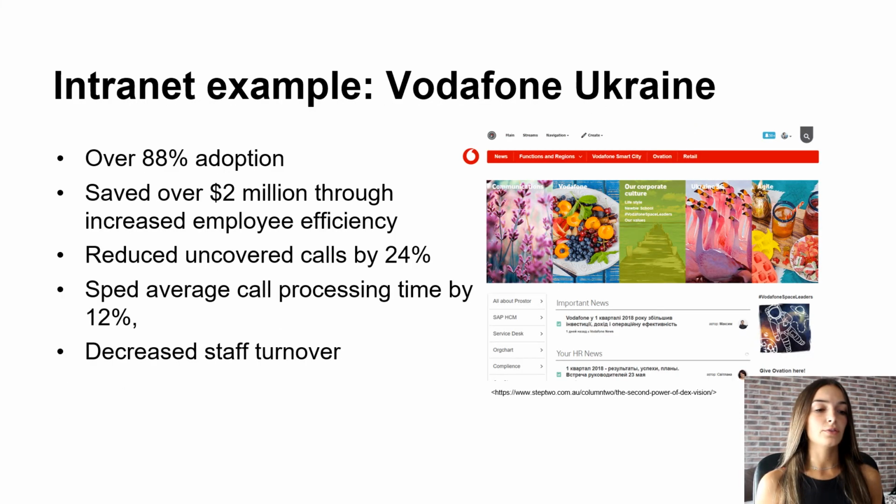Using their interactive intranet for employee collaboration and strategic alignment, Vodafone achieved over 88% adoption and saved over 2 million through increased employee efficiency, by spending less time in meetings, for example. Regarding customer service, they've reduced uncovered calls by 24%, sped average call processing time by 12%, and even decreased staff turnover. Capabilities include blogs, a project portal, online Q&A sessions with senior leaders, among others.